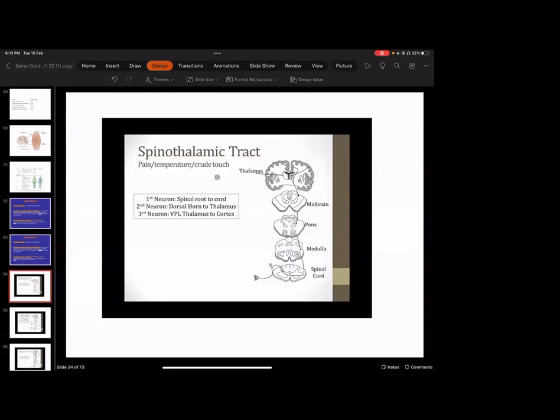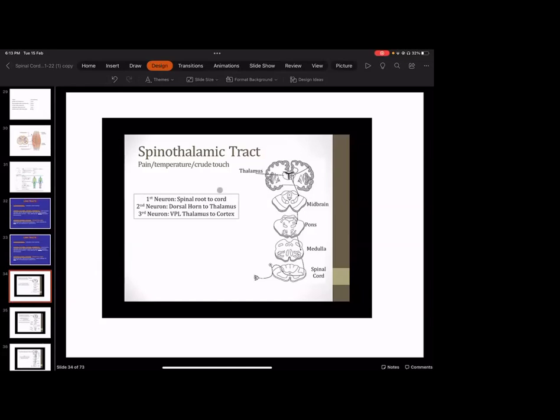So here you can see a picture of the spinothalamic tract and basically how it goes. Okay, so understand one thing: the sensory tracts have three neurons. It's going to be three different parts of it, while the motor is going to be two. So sensory is 3, motor is 2.